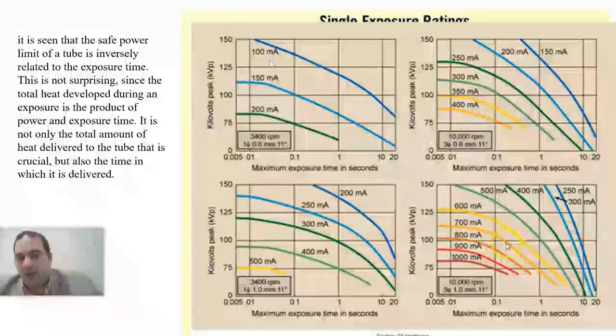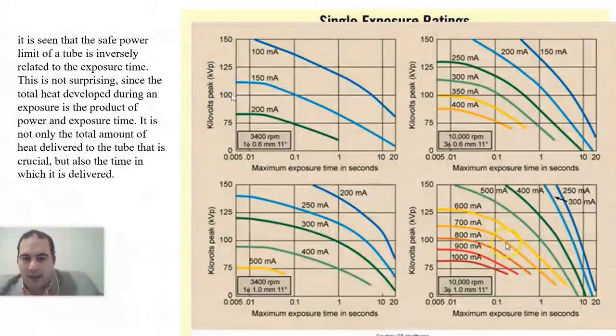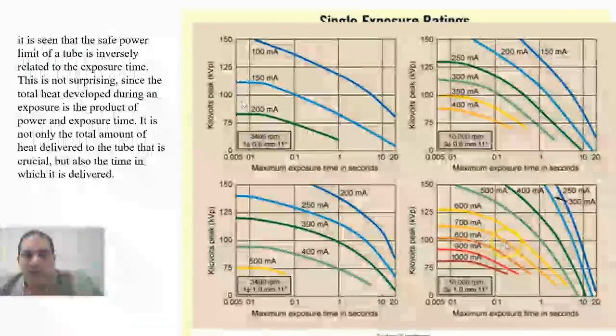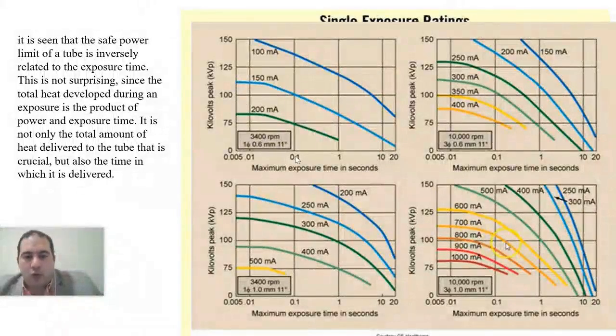values for maximum milliampere. For example, if I set 100 kilovolt and I want to set my exposure time to 0.1 seconds, can I use 100 kilovolt with an exposure time of 0.1 seconds? What is the maximum milliampere I can use? It is 150 milliampere.